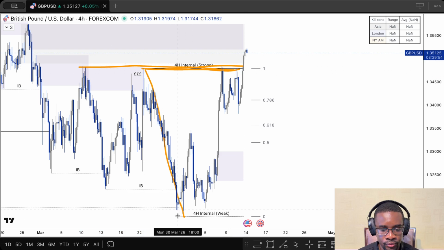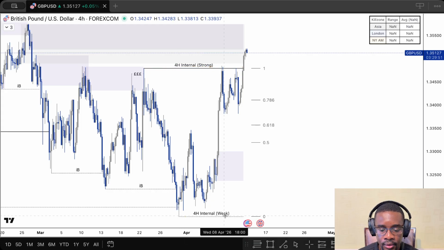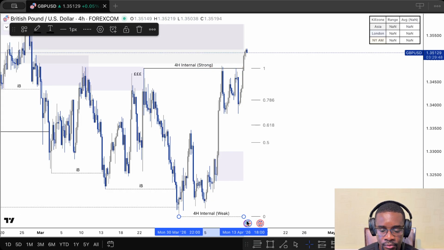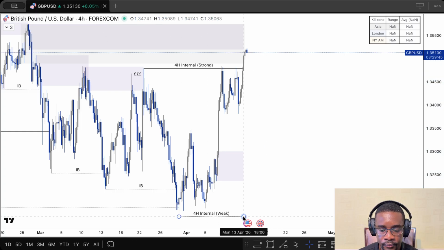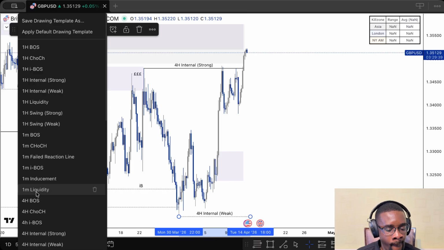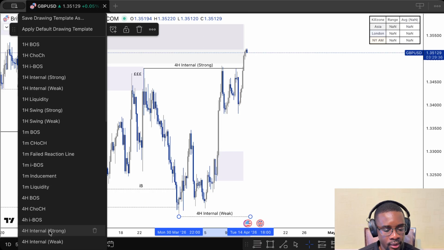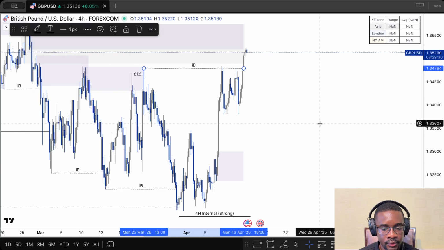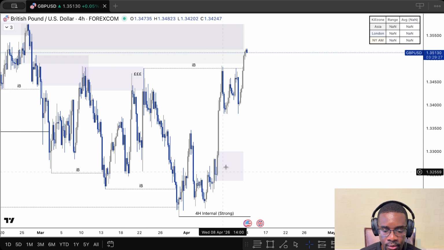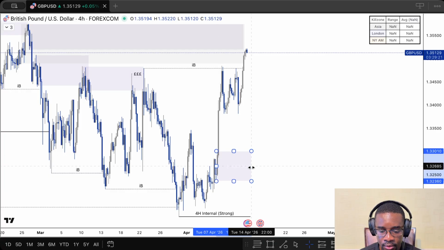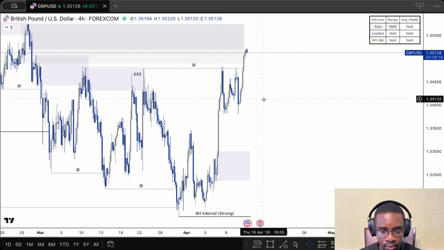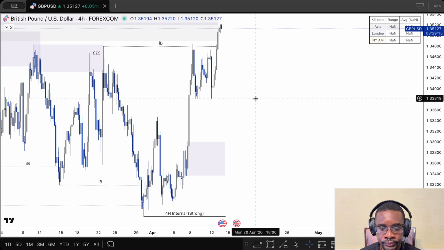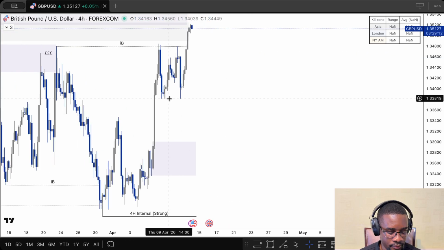So now this shifts from a weak internal to a strong internal, and then this becomes a break of structure. Okay, so this is what we have. It's the last POI, and then this is the decisional. So what do we have?